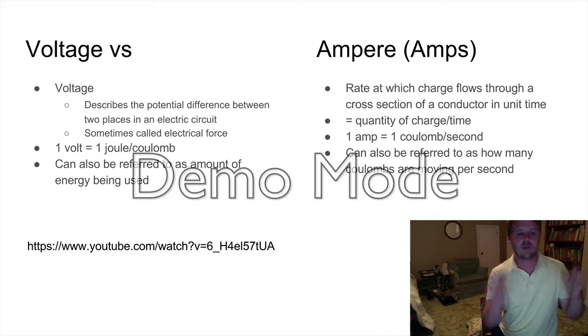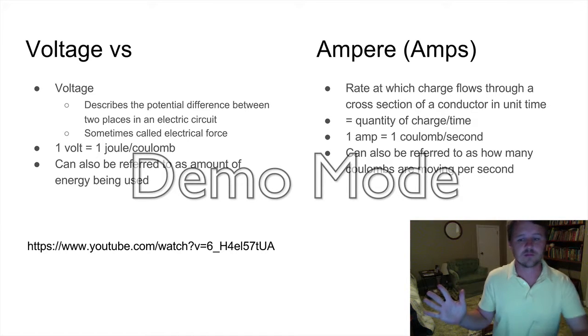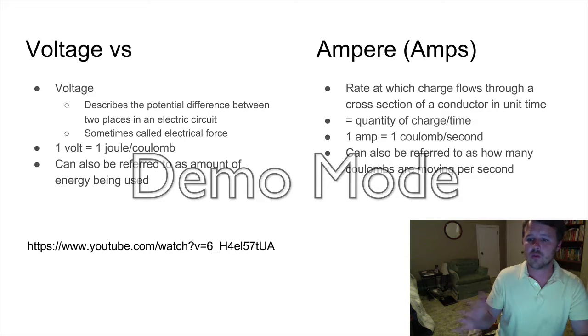So go back to the volt. Volt is 1 joule per coulomb. An amp is 1 coulomb per second. Very different.